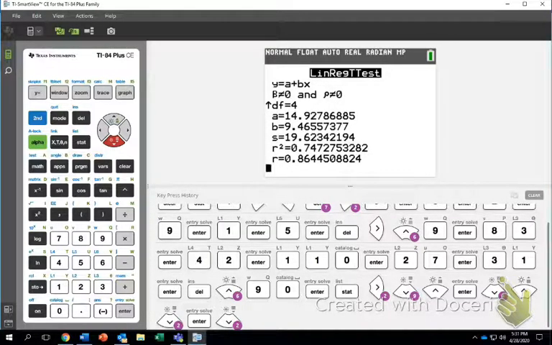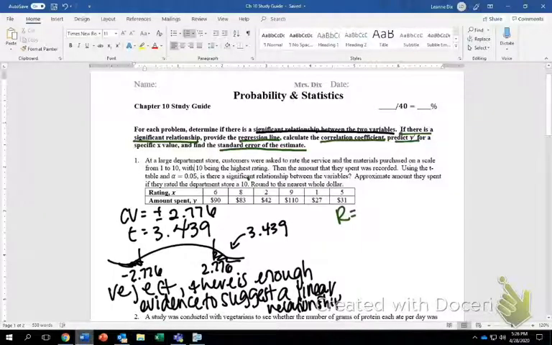0.864. So I'm going to go back and write that. Hold on. It's going to be 0.864. Okay, did that. Now I have to do my regression line, which is going to be y prime.